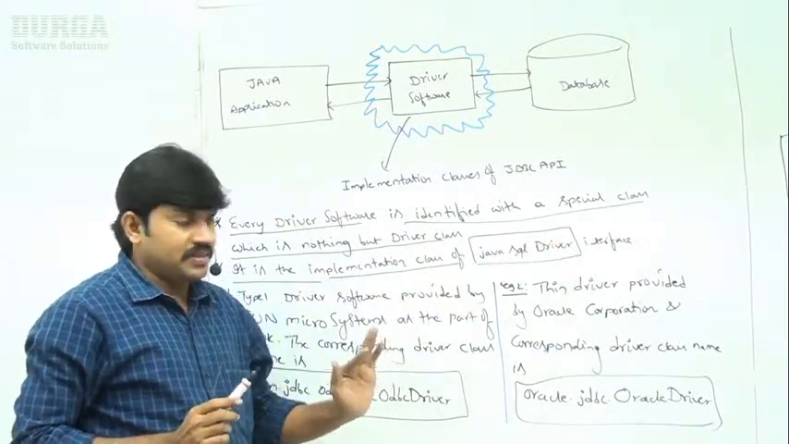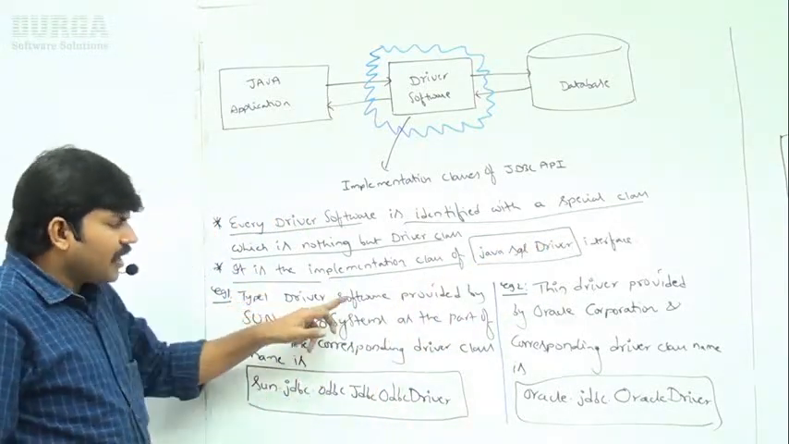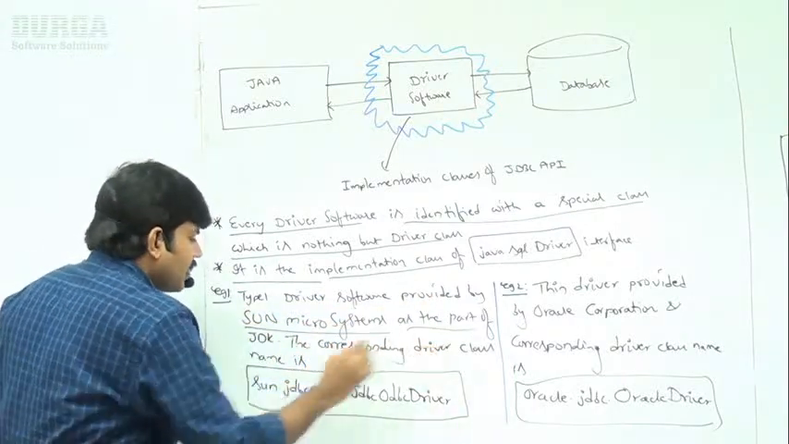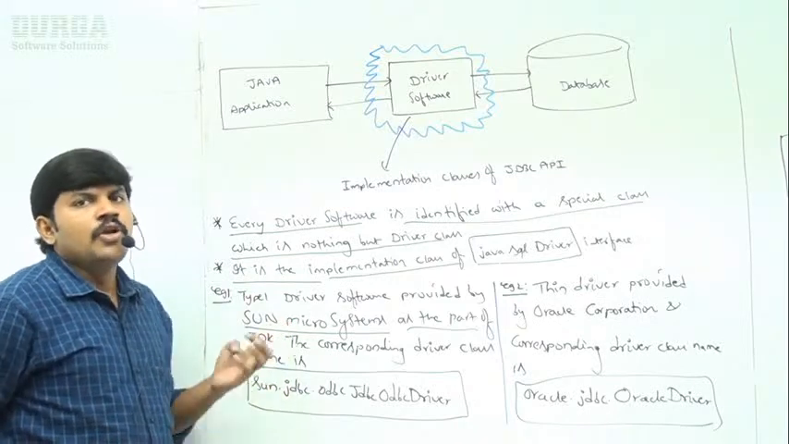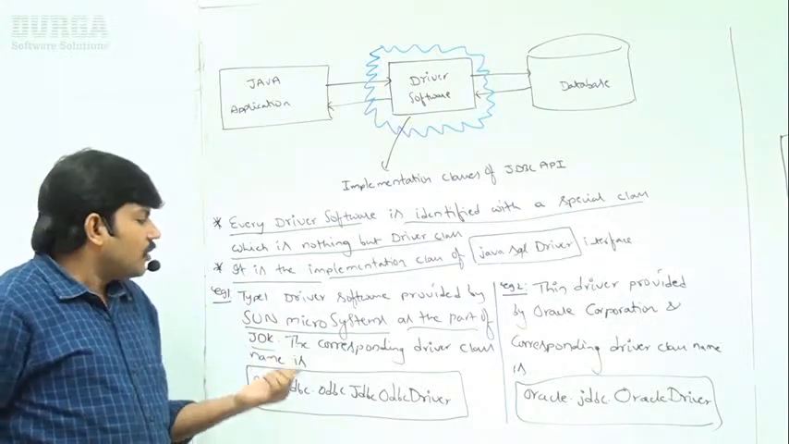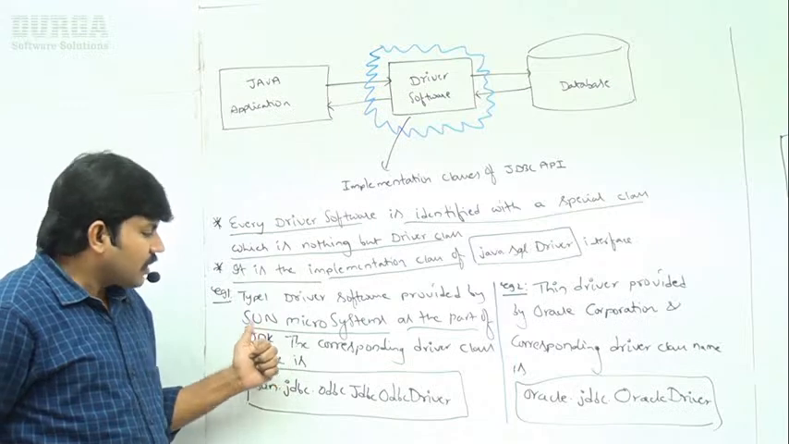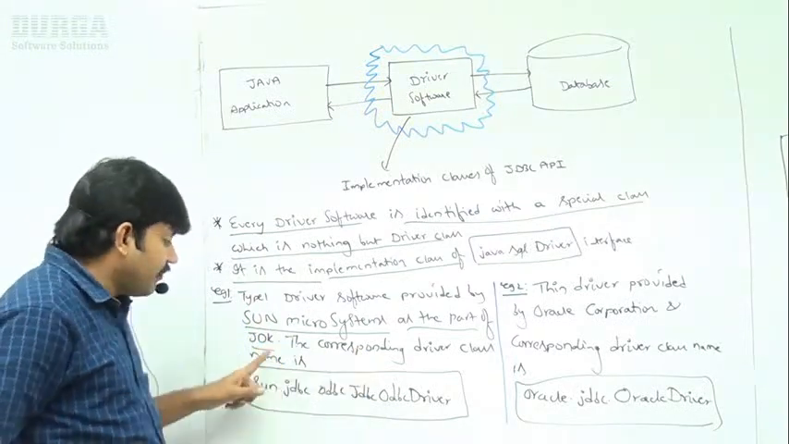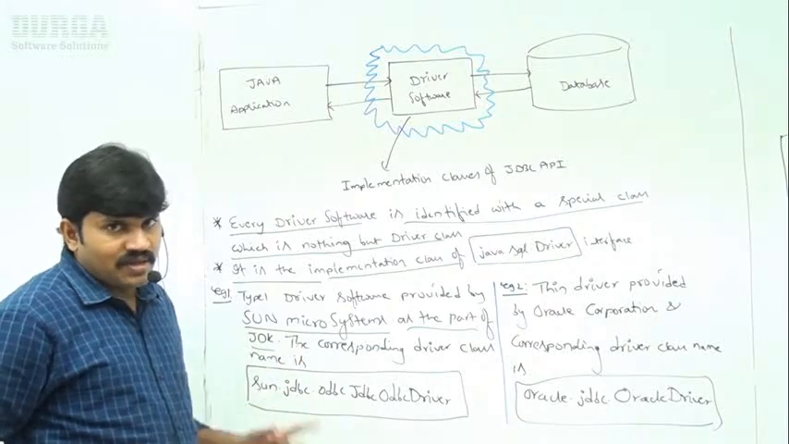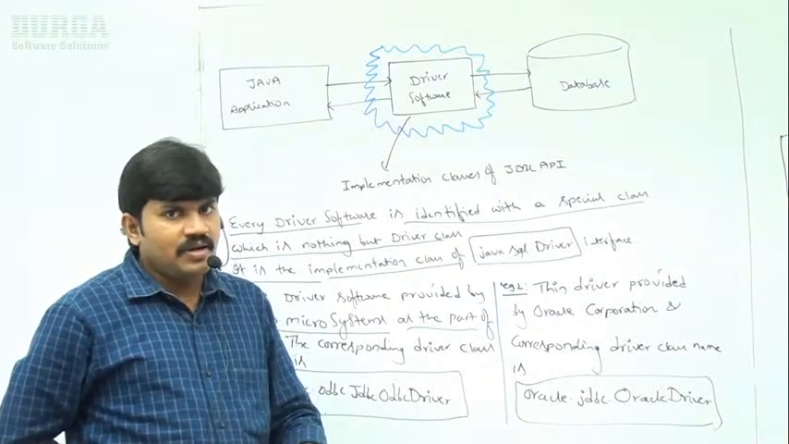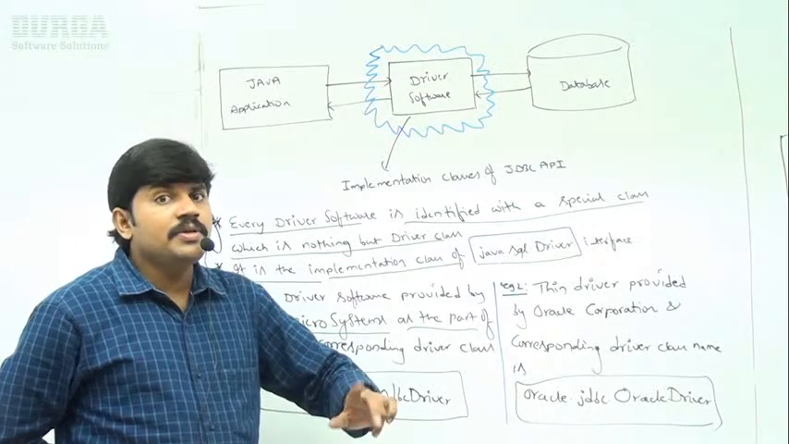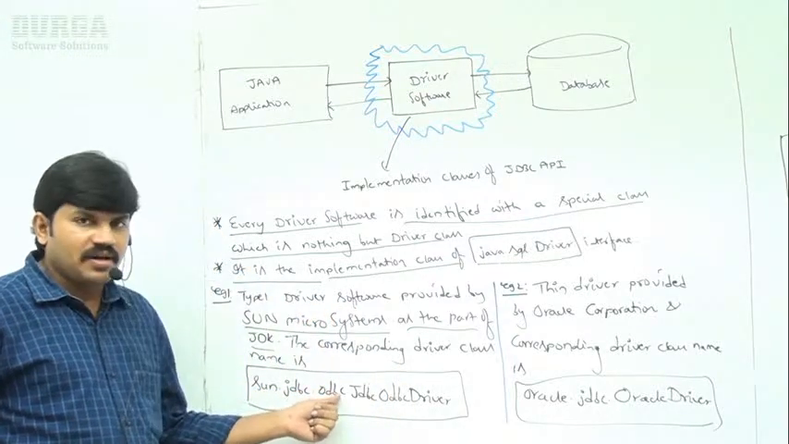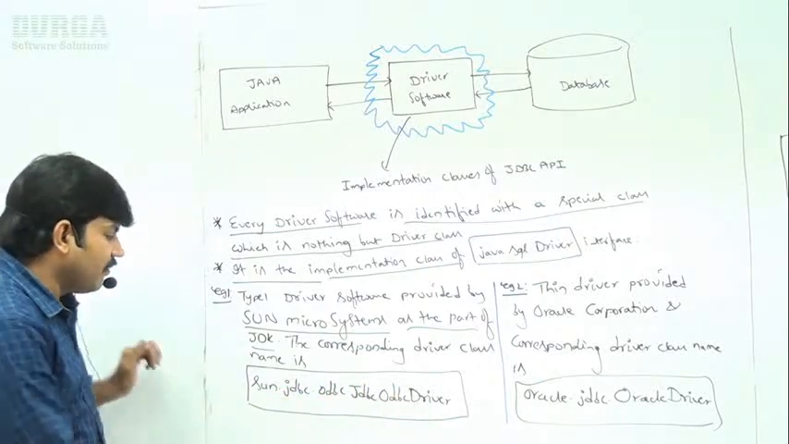java.sql.Driver interface. Next, the type 1 driver software is provided by Sun Microsystems as part of the JDK. So once we install the JDK, the type 1 driver software automatically comes. The corresponding driver class name is sun.jdbc.odbc.JdbcOdbcDriver.